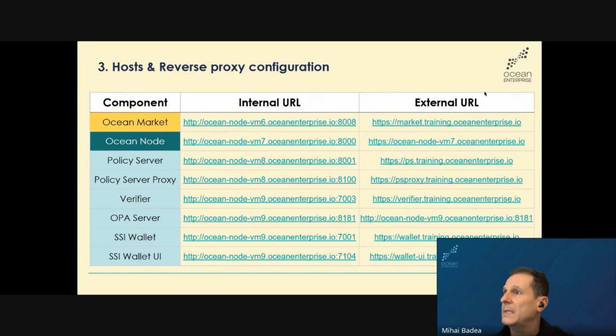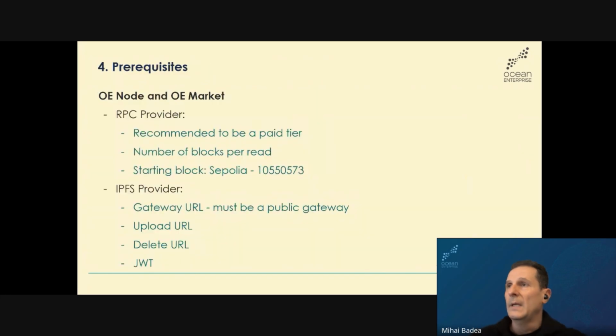And on the right side, you can see the host name by which every component will be accessed through the reverse proxy. This is a best practice to place all components behind the reverse proxy, and this is also documented in our documentation as one of the steps that need to be performed when you deploy the components. Moving on, what prerequisites are needed to run the components?